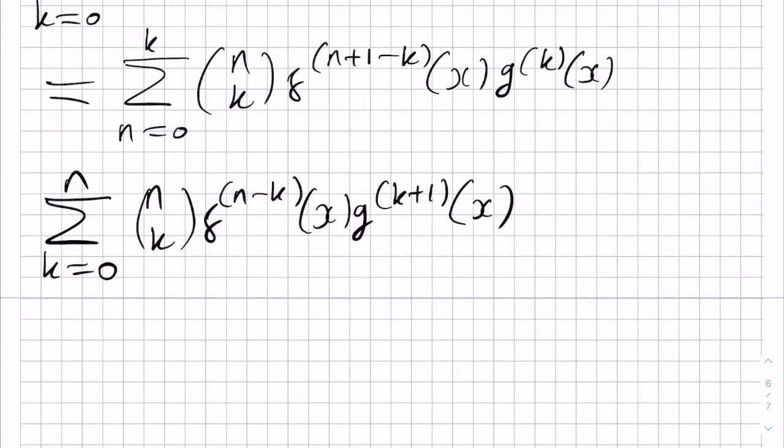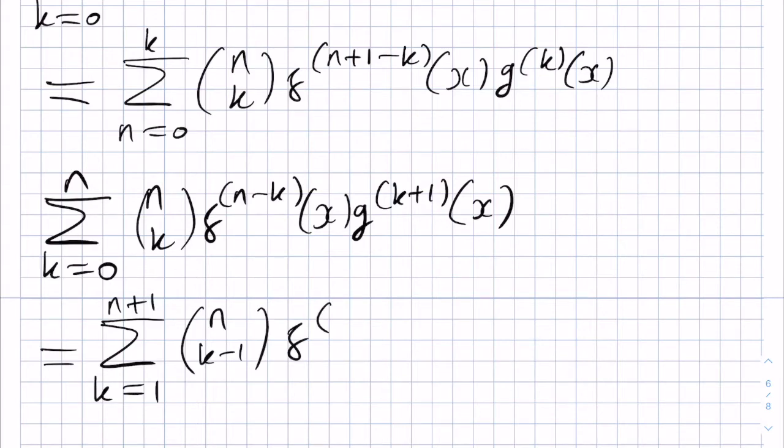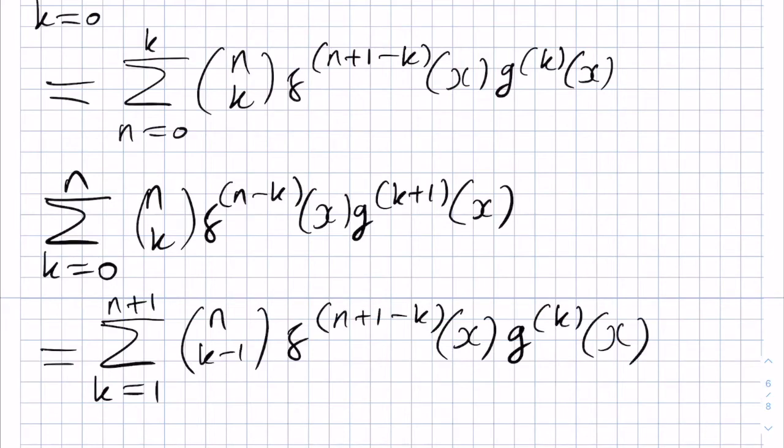And so, if we do that, this gives us the sum. We have k equals 1 up to n plus 1, and then now we subtract 1 from all the k's inside, which gives us n choose k minus 1, and then we have f, and if we write this in a slightly different way with k minus 1 replacing k, then we have n plus 1 minus k matching the above up here, which is a good sign. We have our x dependence, and then we have our g with our k derivatives. Again, this matches the same function that we have above.